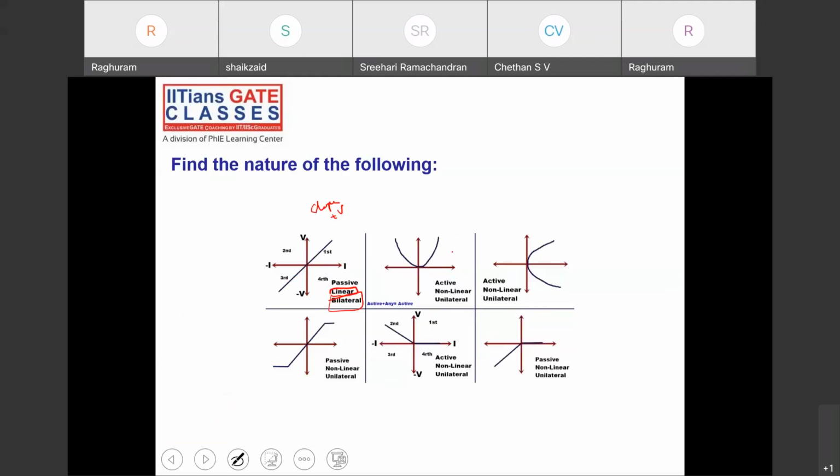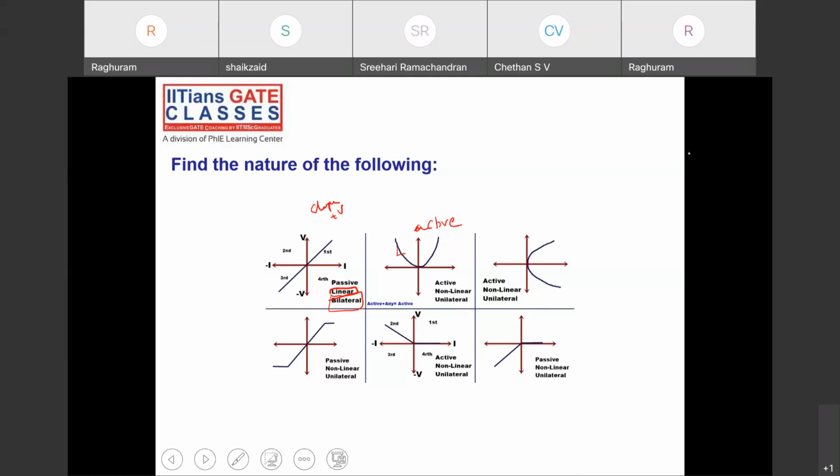Here, if you see, it's active. Why? Because the slope is not positive. Slope is always not positive. See, whenever the slope is negative anywhere, it can be considered an active element. The reason behind this is, as I told you, active elements are those which supply power to a circuit. Sometimes, voltage sources and current sources can be kept in a circuit in such a way that instead of supplying power, they may consume power.